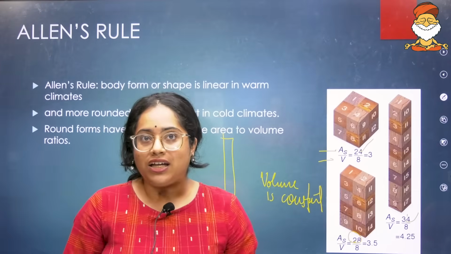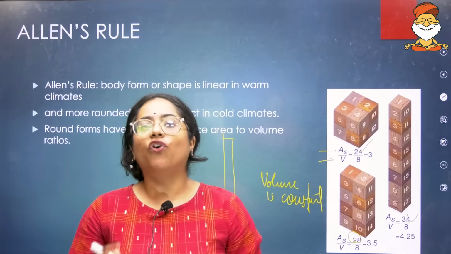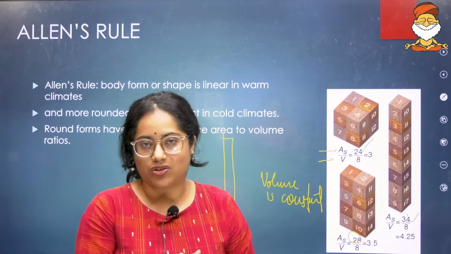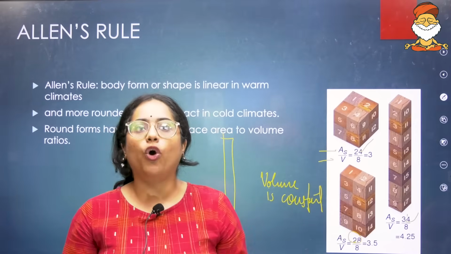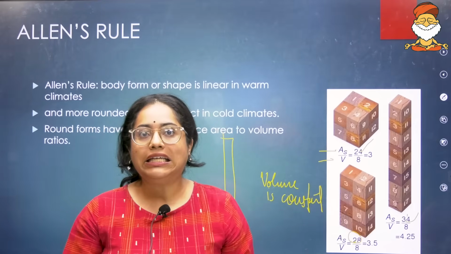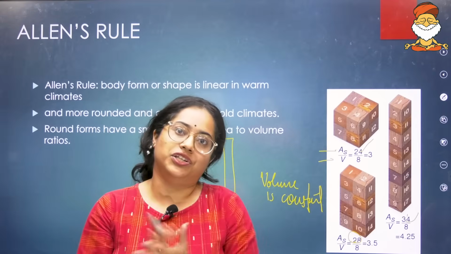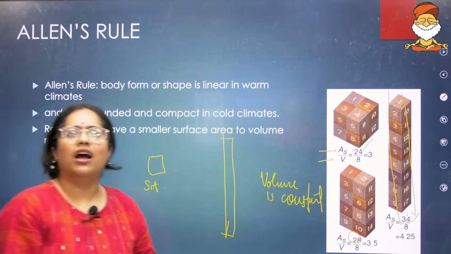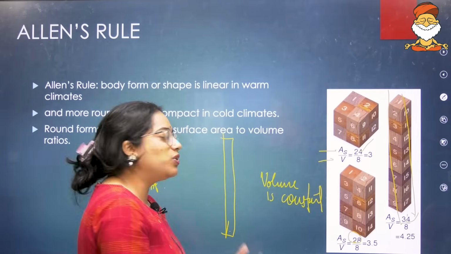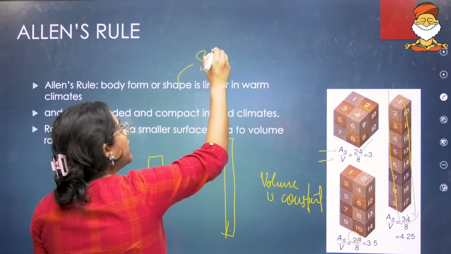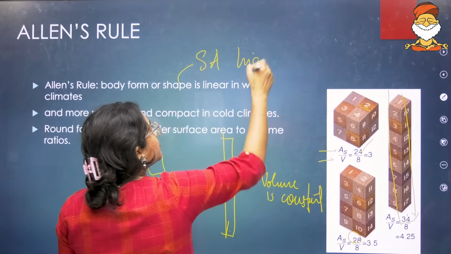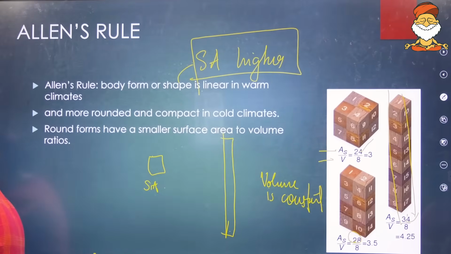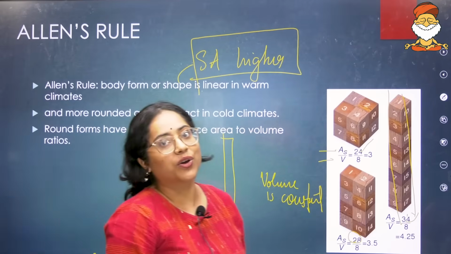Allen's rule says that the body form or shape of animals or anything that occurs in warm climates would generally be linear in shape. That means it'll look something like this. Linear in shape means, what is Allen's rule trying to say? Its surface area will be higher. Now my question is, why is surface area higher? Why should surface area be higher over there?